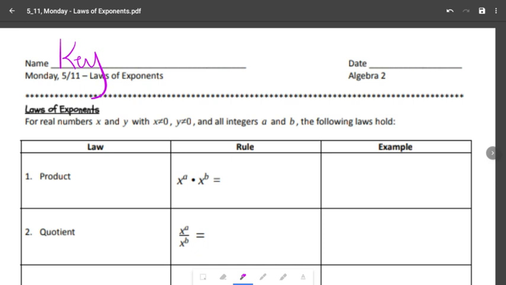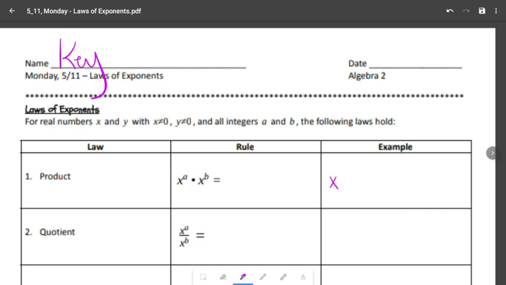Hi guys, this is our new lesson. We're starting our new unit on exponents. So today we're going to go over the different laws of exponents. Some of them you should know already. For example, the first one, the product law.